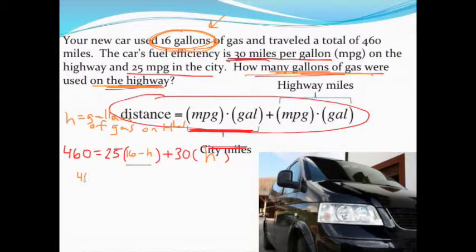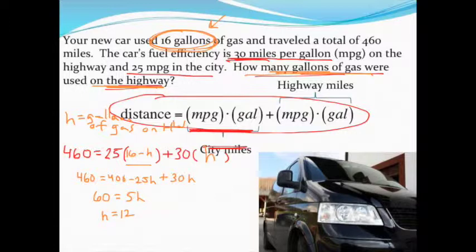So 460 would equal, if I distribute right there, 400 minus 25H. Again, remember H stood for the gallons of gas I used on the highway, which is what I'm trying to find. I'm going to add up my like terms, and at the same time subtract the 400, leaving me with 60 on one side and 5H on the other. Once I divide, I find out that H is 12.